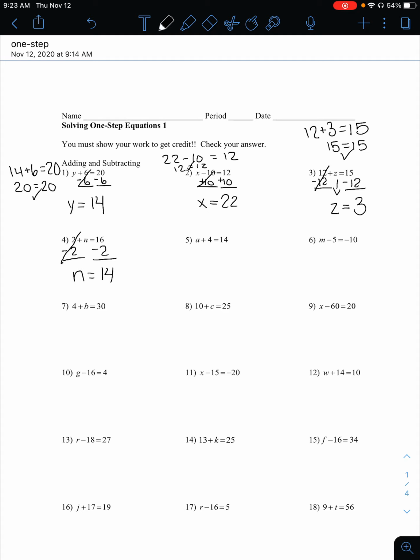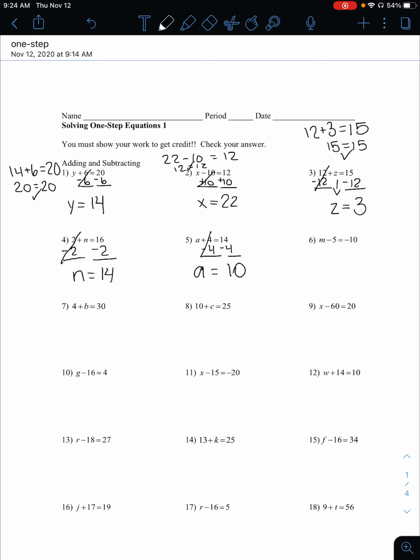14. Let's look at number 5. a plus 4 equals 14. We want to find what number we add to 4 to get 14. We need to get a by itself, so we subtract 4 and we subtract 4. a is equal to, what's 14 take away 4? 10. If you add 4 to 10, do you get 14? Yeah, I think we're good.